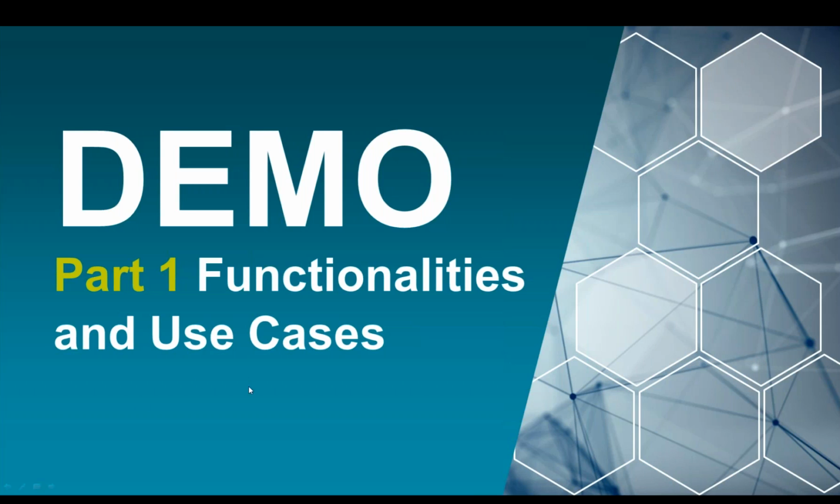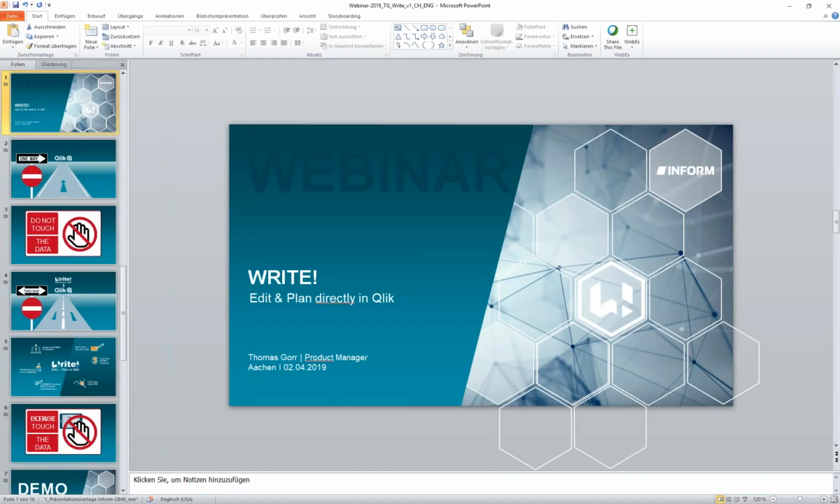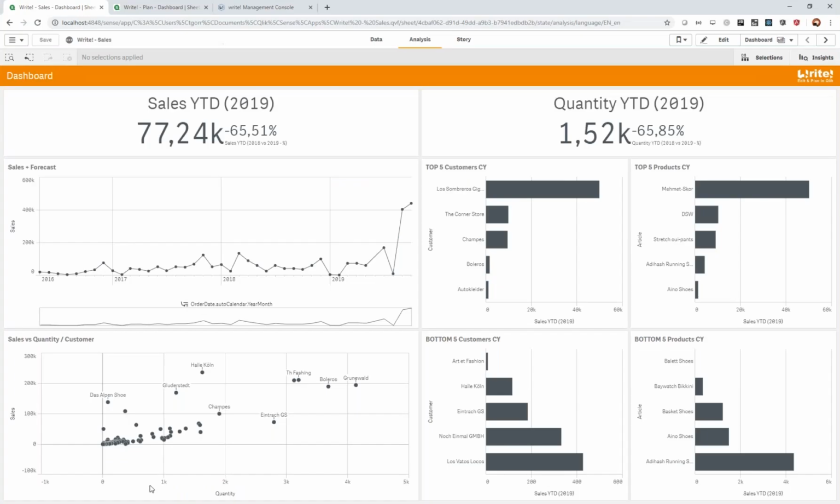So to start with the first part, functionalities and use cases, I will now switch to my Chrome browser, where I have opened our Qlik Sense applications. We have two applications, Write Sales, which is open currently, and afterwards we will directly jump into Write Plan application. As you can see here, we just simulated this application as if it was just a simple dashboard, like any of your existing apps on your system, where we can show some data.